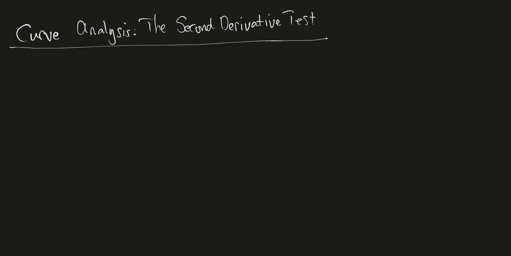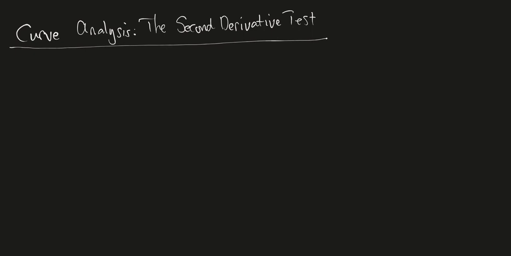In this video, we present an alternative to the first derivative test. Now, if you remember, the first derivative test is a way of classifying whether a critical value is a relative minimum or a relative maximum. And the first derivative test is based on recognizing whether a derivative changes from a positive value to a negative value or vice versa, right?